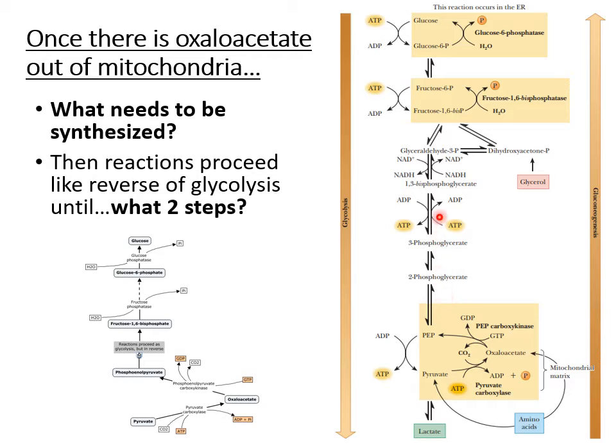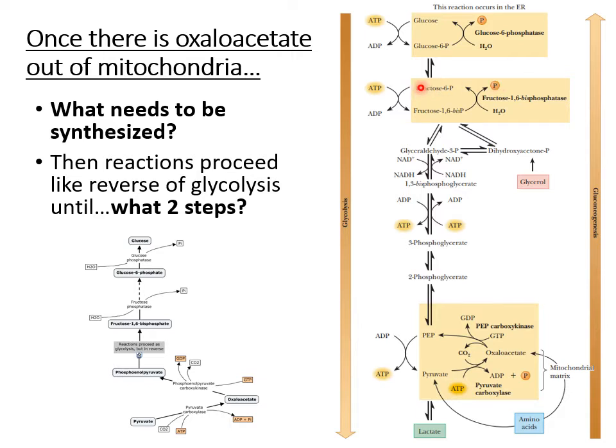Then you go through the reverse steps, and then you hit the last 2 steps here of gluconeogenesis that are not just the reverse of glycolysis. And what you can see happening in these steps here, this first one, you have the hydrolysis of fructose 1,6-bisphosphate to produce fructose 6-phosphate and a phosphate ion. And that's accomplished by this enzyme over here, fructose 1,6-bisphosphatase.